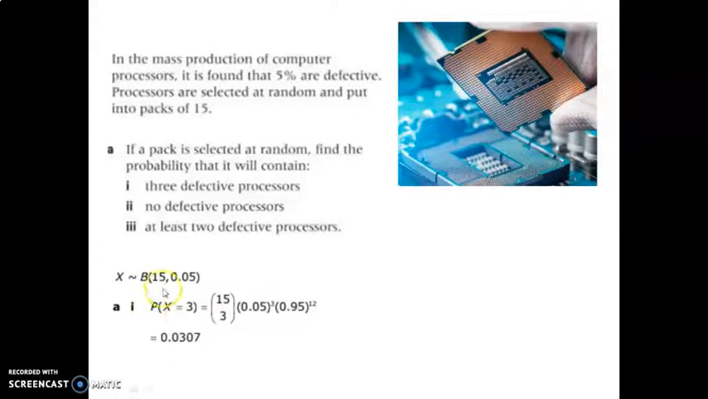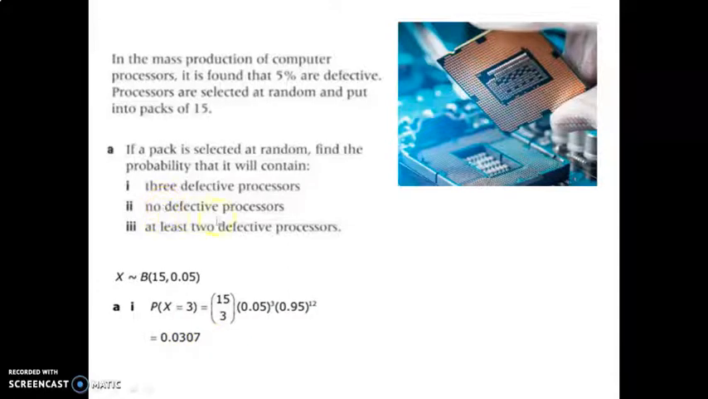So here's the answer for that first one. This is definitely a binomial distribution. 15 trials, 15 processors in 1 pack. Chance of a faulty one is 5%, which is 0.05. We're looking for 3 faulty ones in the pack. There's what our binomial distribution formula will give us: 15 choose 3, 3 faulty, 12 non-faulty, and then that works out to this. If you ran a binomial PDF, you should get the same answer.